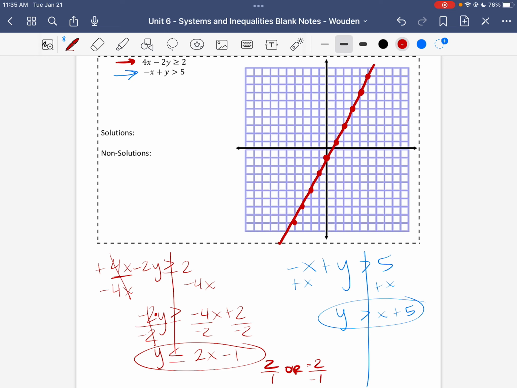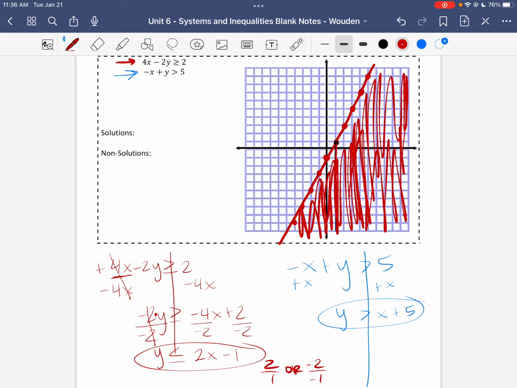Now, because it's less than, I'm going to take a point. We'll just do 1, 1. Well, it's less than, so I'm going to go down from that point. That means I shade everything below the line. And yes, I would like you guys using different colors, okay? It makes it a lot easier. Now let's do my blue one.